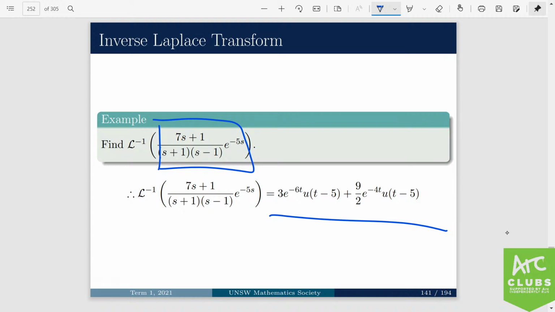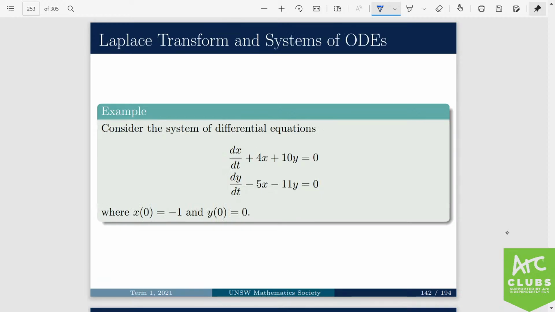Cool. I'll pause for a second in case there are any questions about that, because, like I said, there are a lot of moving parts to Laplace transforms. Cool, let's keep going.